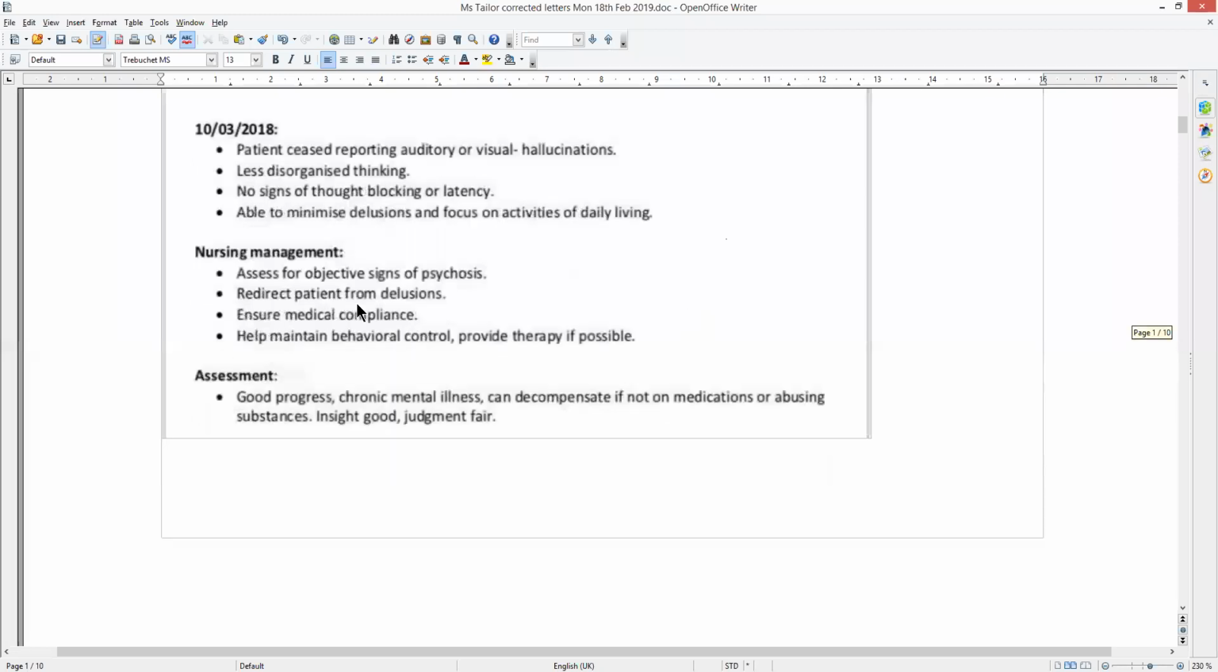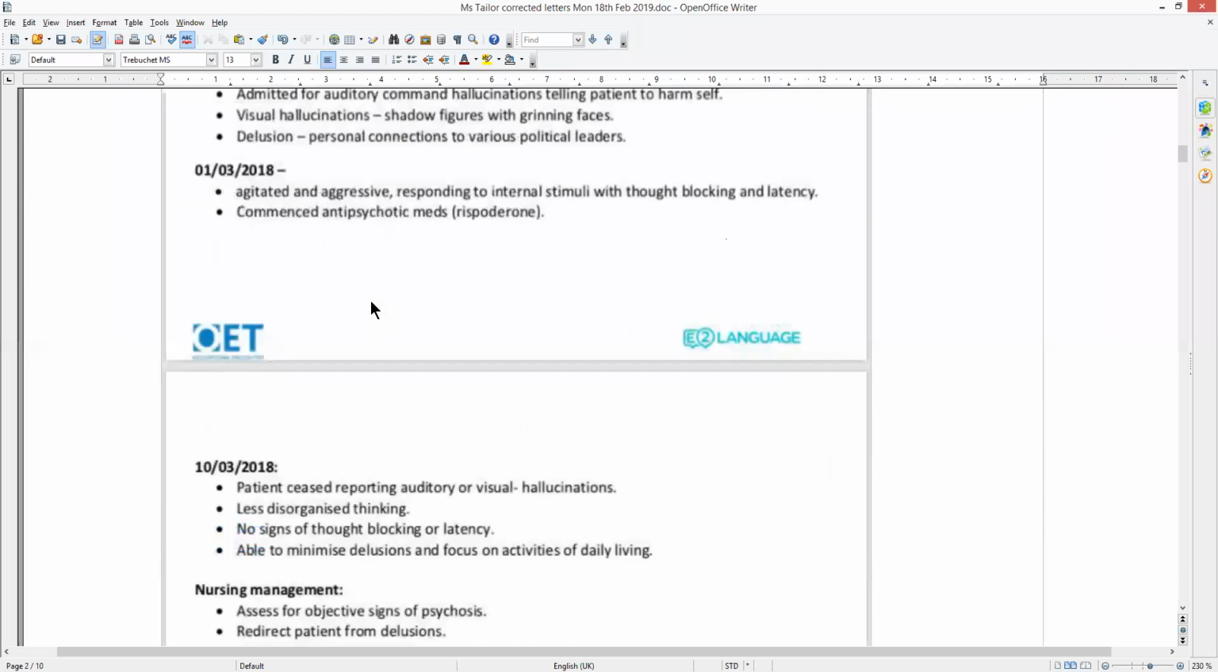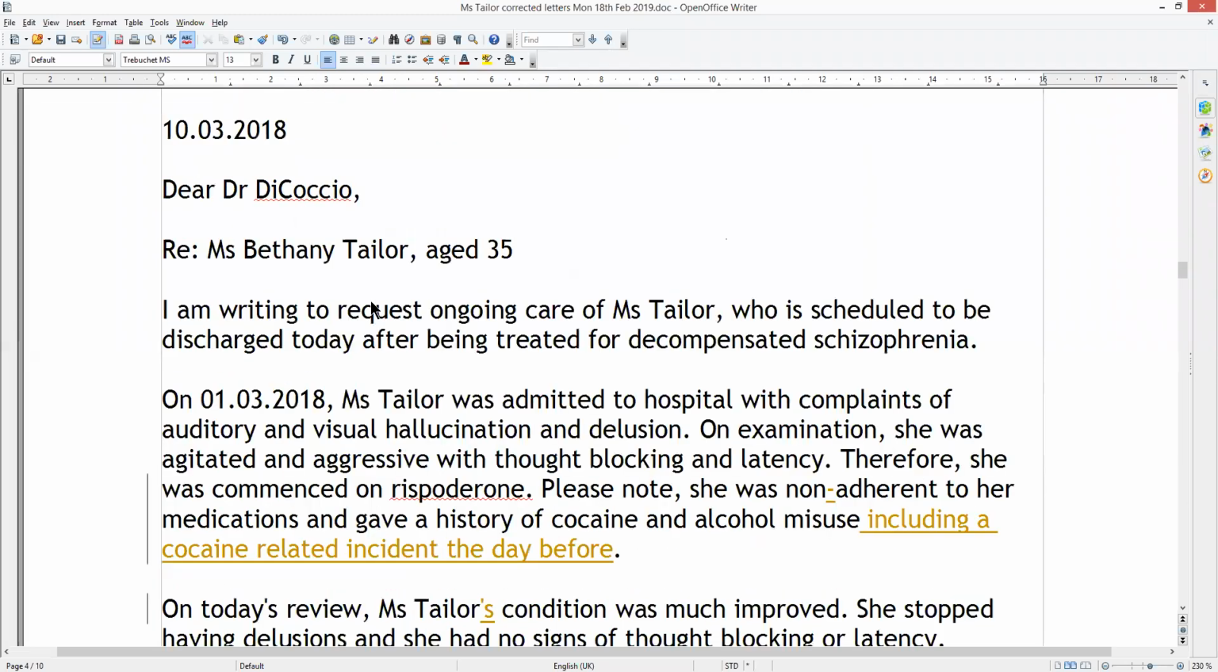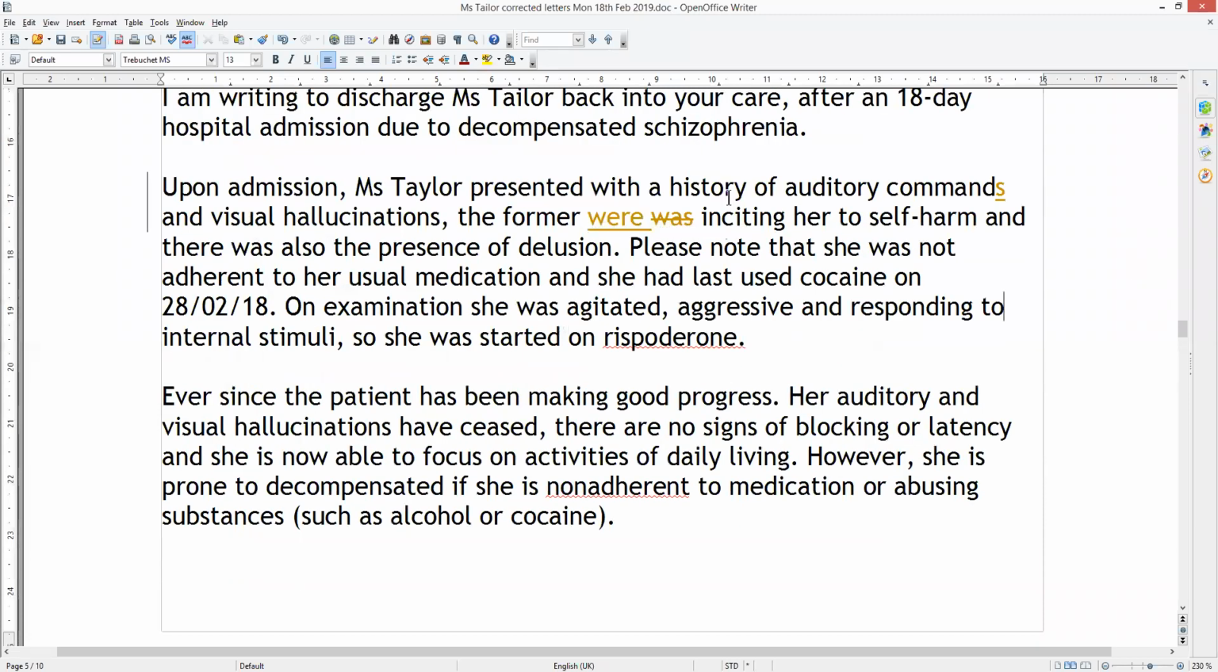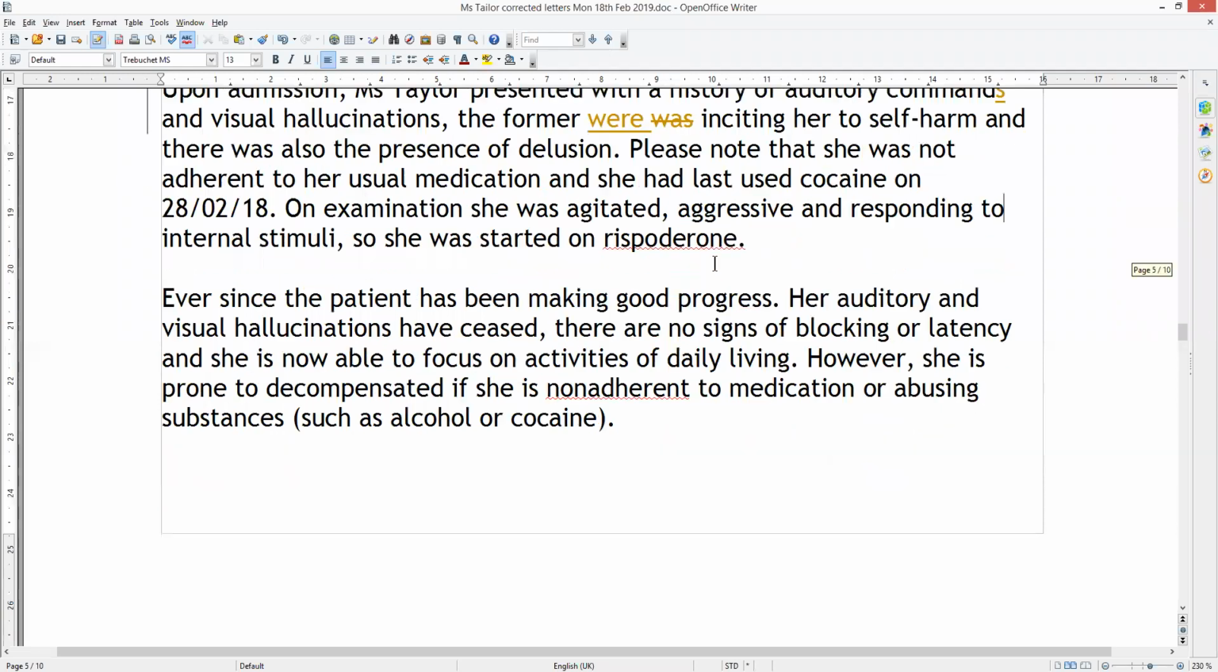You could have put some more in, maybe put a management thing in, but it's okay. She seems a little bit short. Did you mention history of alcohol? Did you mention alcohol anywhere? No? Okay. I would have put something there about alcohol. Ever since been making good progress, blocking, such as alcohol or cocaine. I don't think it's or, I think it's and.